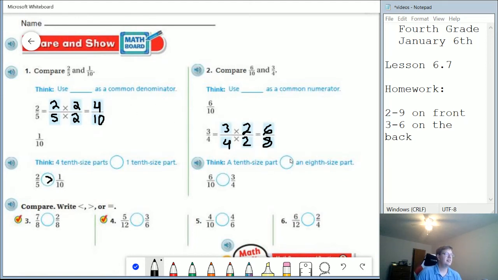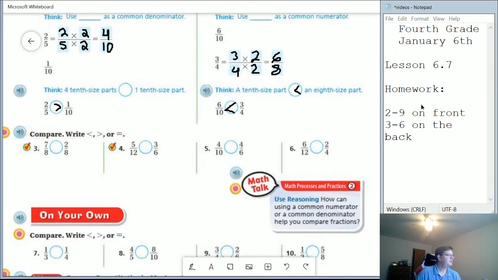So a 10th size part is smaller than an 8th size part. And so if we are counting based on the amount that we have, then that would be greater than. All right.